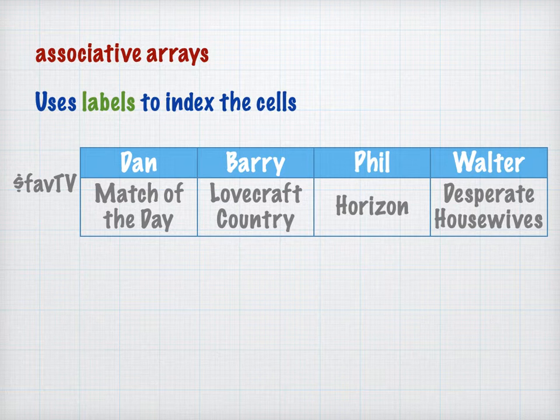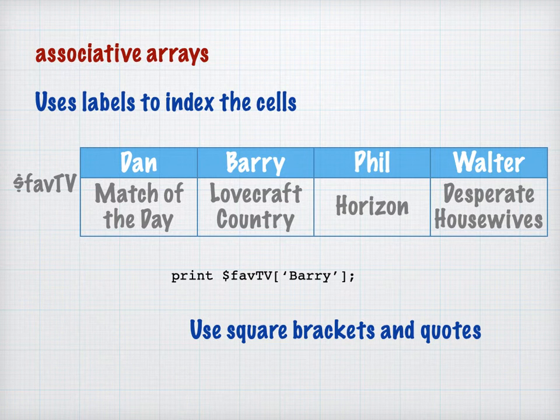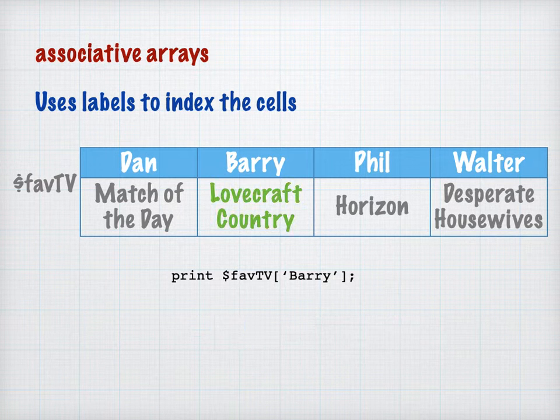Well, this structure is called favTV. And so what we do, and it looks sort of similar to what we had before, we're going to use square brackets. We go favTV, and then we have square brackets, but of course here we can't just write a number down, we actually have to write down the label. And because this is a string, we're going to wrap it up in quotes. So you use that square bracket and quotes notation that we've seen before. And what that will do is that would actually print out the value of Lovecraft Country like that. If we did favTV Dan, that would print out Match of the Day, just like that.